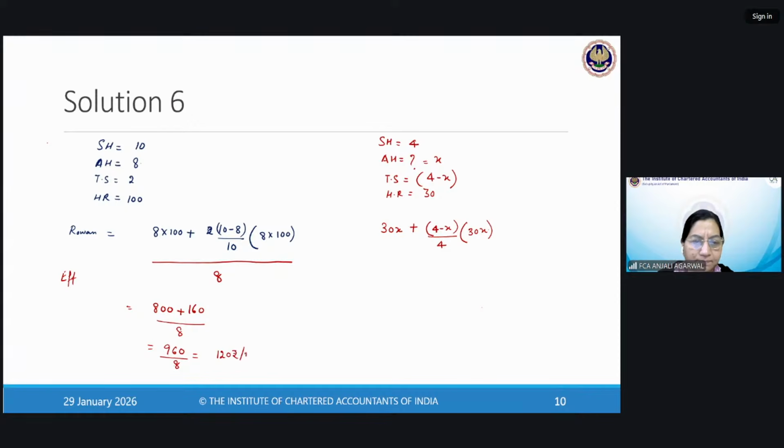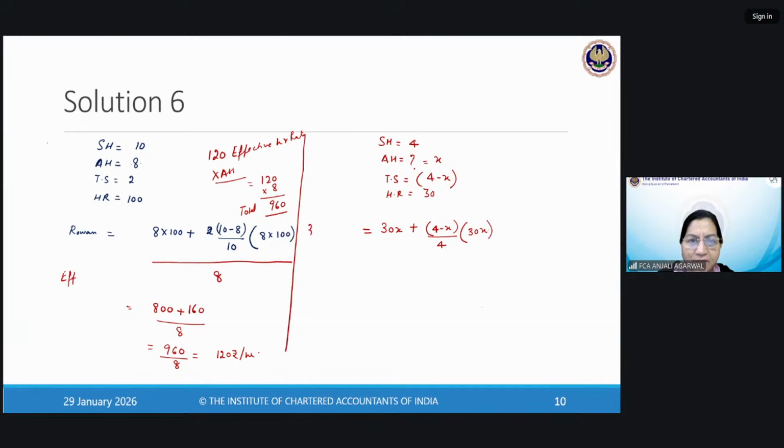120 rupee per hour. Or if you know that 120 rupee is the effective hourly rate, and you multiply by the actual hours taken, which implies 120 into 8, you will get the total wages, right? 960. So these are the total wages of the worker, and we know what the effective hourly rate is.